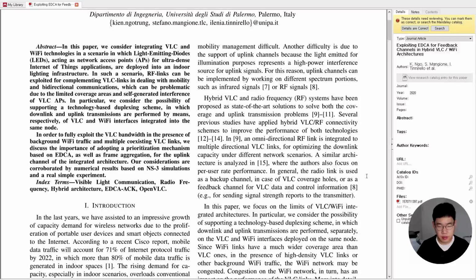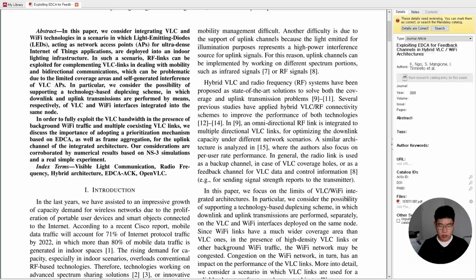In this paper, we focus on the limits of VLC Wi-Fi integrated architectures. In particular, we consider the possibility of supporting a technology-based duplexing scheme in which downlink and uplink transmissions are performed separately on the VLC and Wi-Fi interfaces deployed on the same node. Since Wi-Fi links have a much wider coverage area than VLC ones, in the presence of high-density VLC links or other background Wi-Fi traffic, the Wi-Fi network may be congested. Congestion of the Wi-Fi network in turn has an impact on the performance of the VLC links.